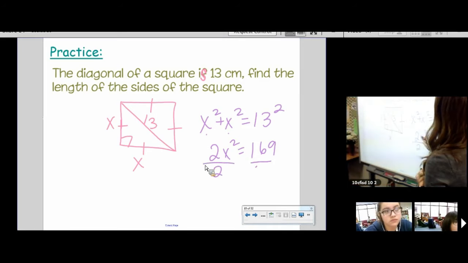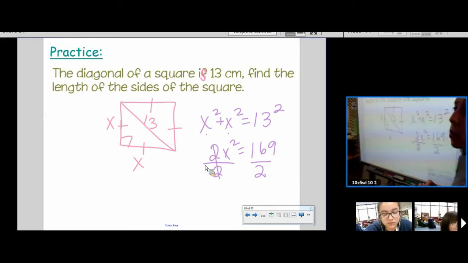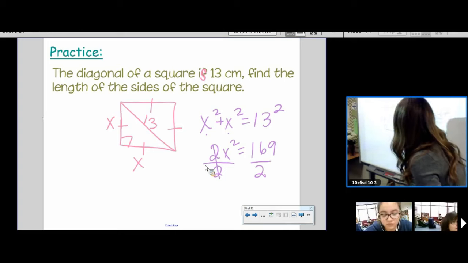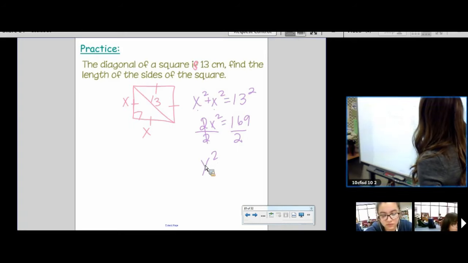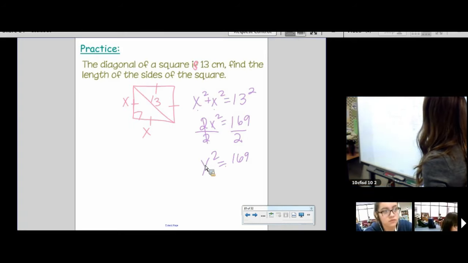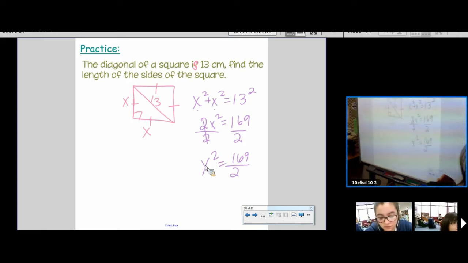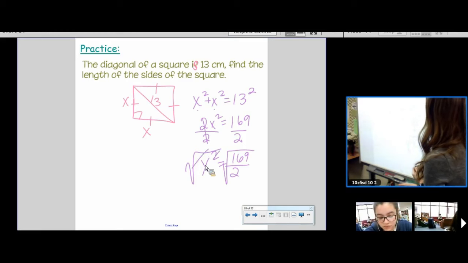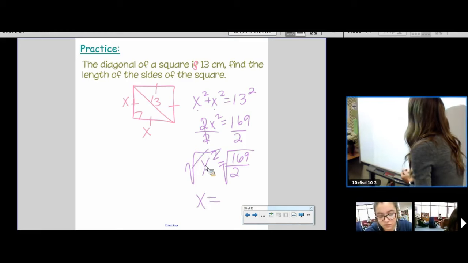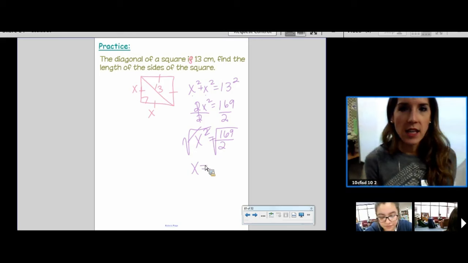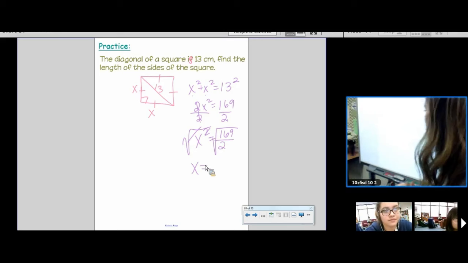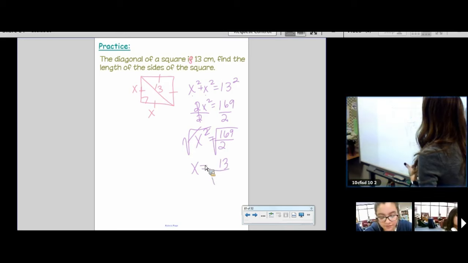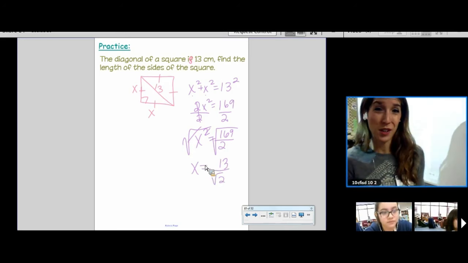Uh-oh. This is not looking pretty. Don't write that as a decimal. Did you hear me? Don't write that as a decimal. All right. We have x squared equals 169 over 2. How do you solve for x? Square root both sides. Cancel, cancel. X equals, well, I know that I can square root the numerator and the denominator separately. The square root of 169 is 13. Unfortunately, the square root of 2 is just the square root of 2.